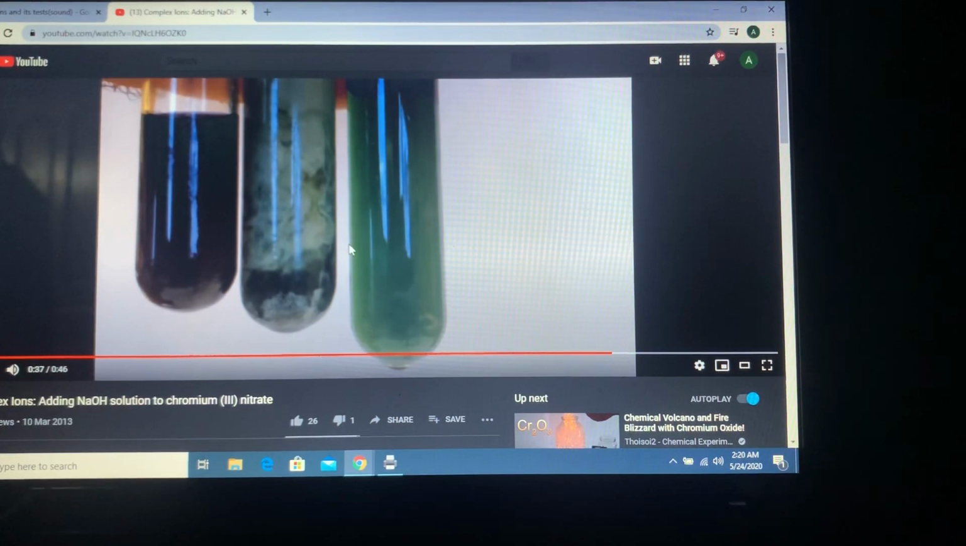So from this picture, basically the person has added excess NaOH to the one at the very end on the right test tube, so that's why the green PPT dissolves. But for the middle one, the person did not add excess NaOH, so it did not dissolve. So that's for chromium ion.